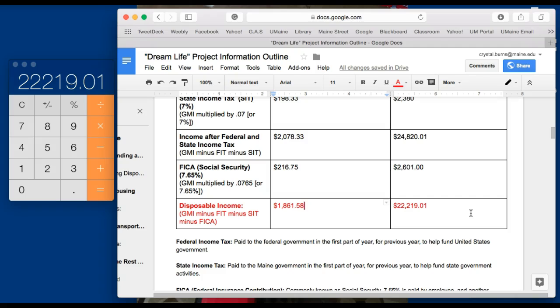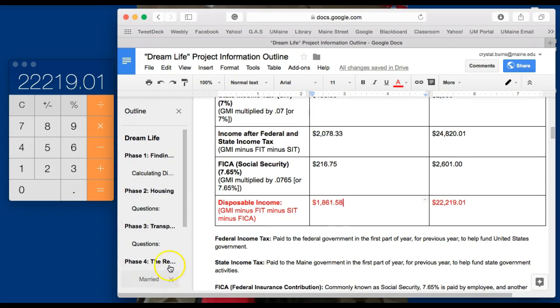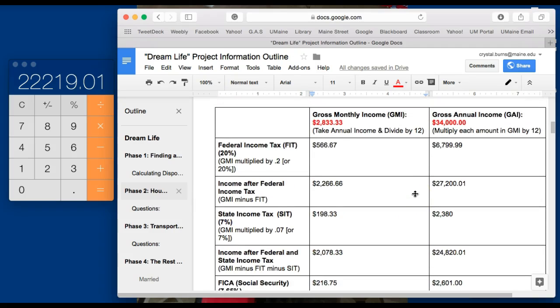for our things like our housing, transportation, and other expenses. So, if you have any questions, please feel free to ask. But this is just a quick, brief overview on how to do the math to figure out your disposable income.